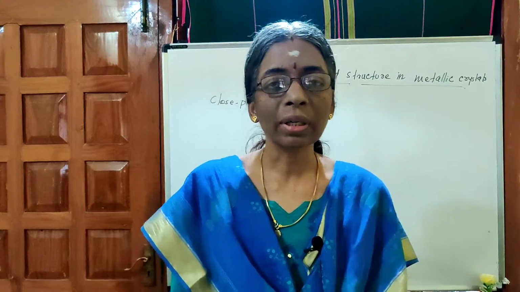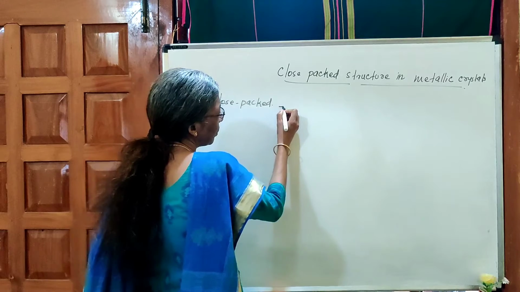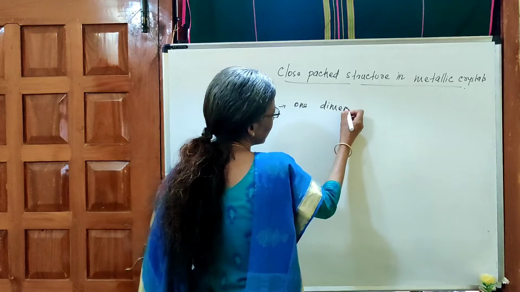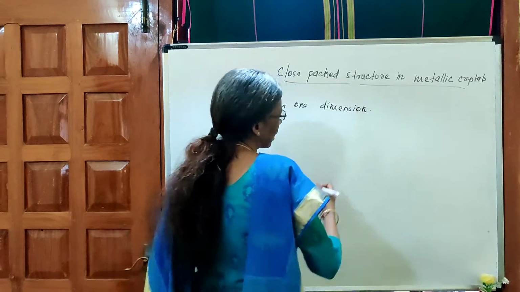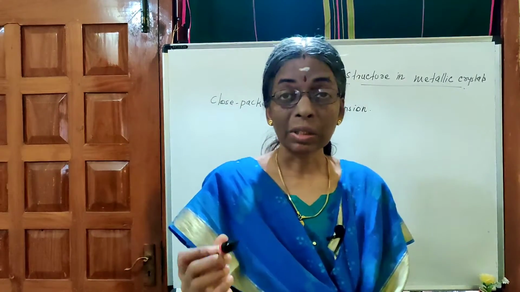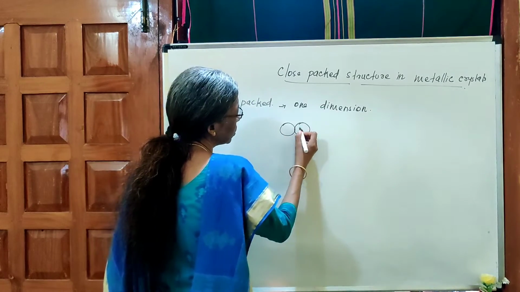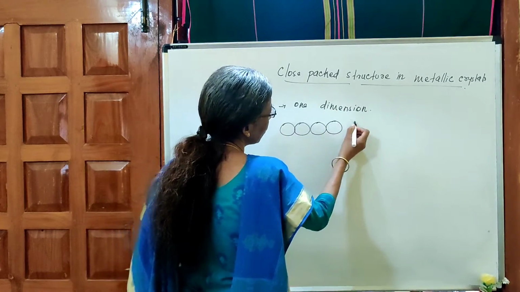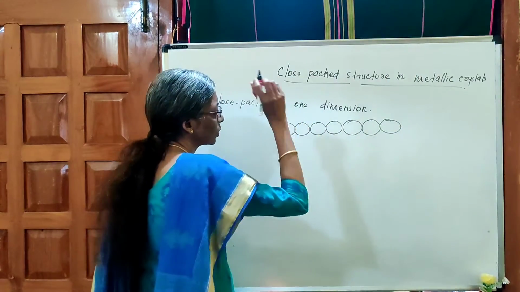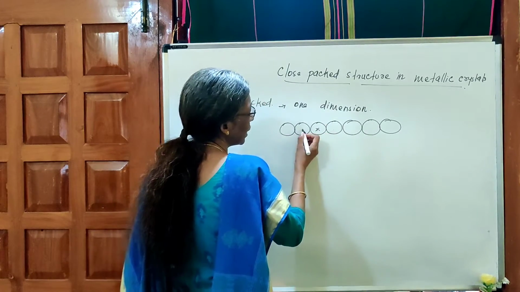Okay, so first one, closed packed structure we see in one dimension. It is given in your NCERT textbook. One dimension means we just see spheres in a row: 1, 2, 3, 4, 5, 6, 7. It goes like this. Suppose we take this sphere. This is the adjacent one, this is the adjacent one.